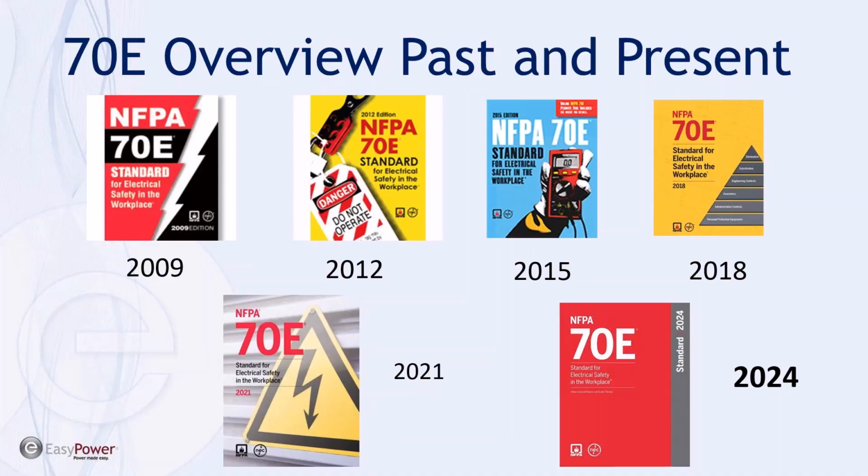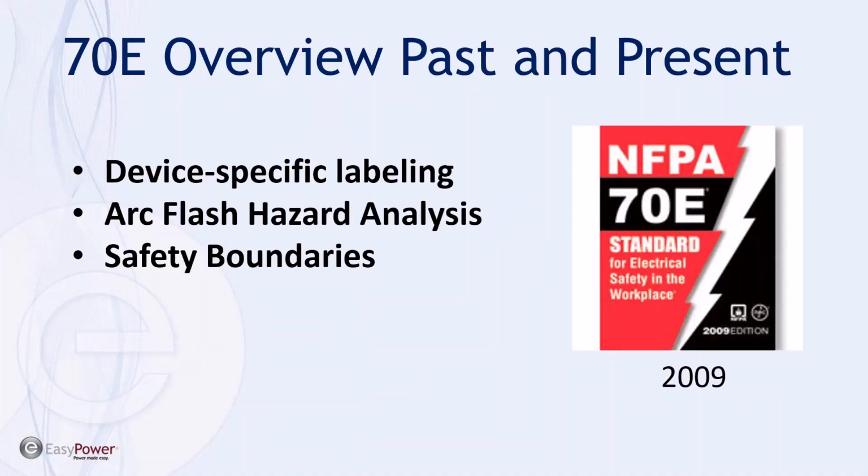So as we take a look at these, the 2009 edition was the very first time that the 70E standard actually required device-specific labels. And within that, there was the method of either using the incident energy calculations, which is one of the functions we get from our EasyPower software, or, in the standard yet today, this category method of different protocols. But equipment shall be field marked with a label. That standard has now been around since 2009.